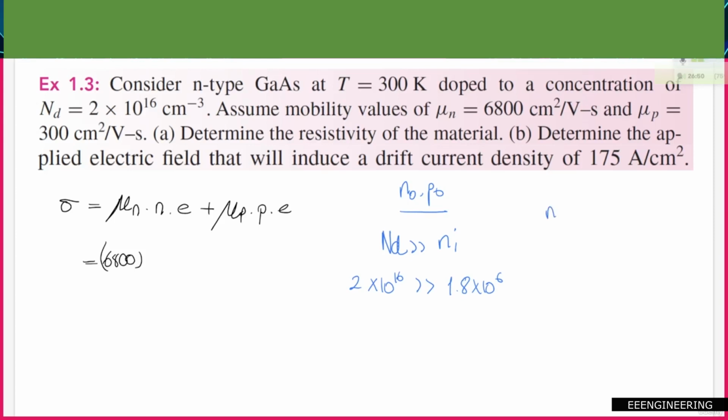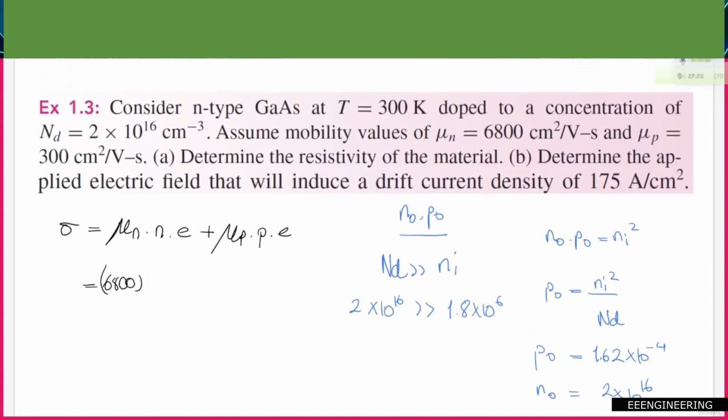So what we're going to say is n0 times p0 is equal to ni squared. Finally, p0 is going to be equal to ni squared over n0, which can be replaced with Nd, because this is the case. So in the end, I'm going to find my p0 value as 1.62 times 10 to the minus 4, which is actually a really small value, whereas our n0, the electron concentration, is about 2 times 10 to the 16.